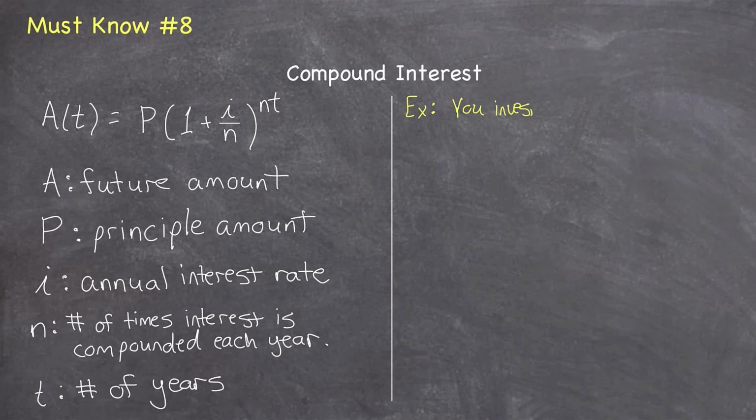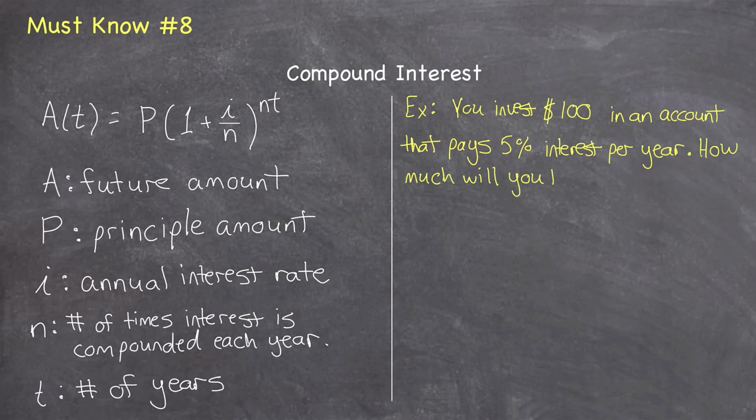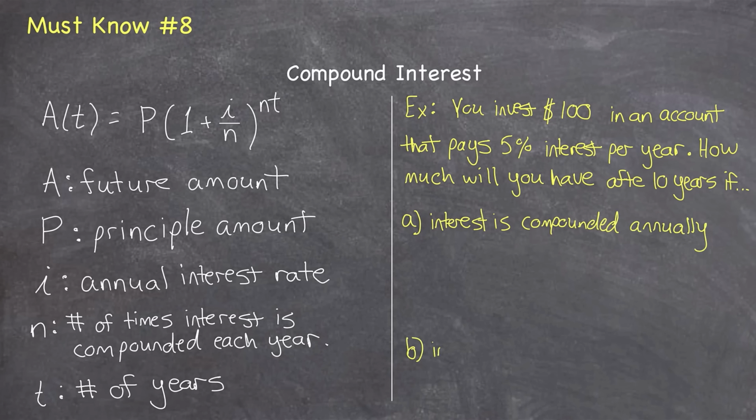You invest $100 in an account that pays 5% interest per year. How much will you have after 10 years if A, the interest is compounded annually, or B, the interest is compounded monthly? Let's start with part A.